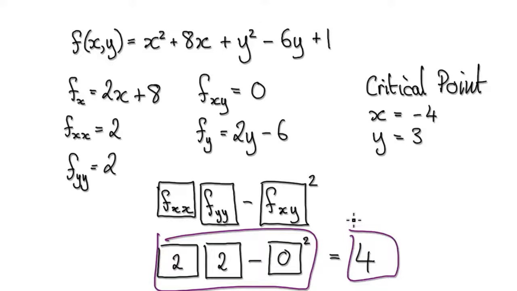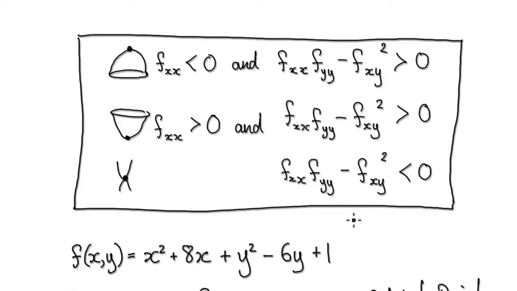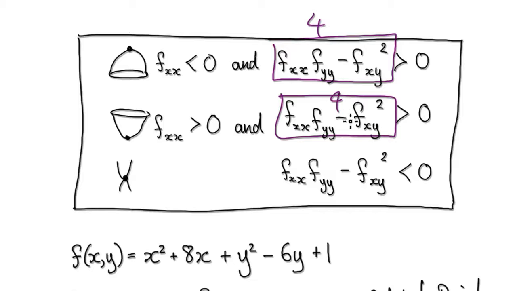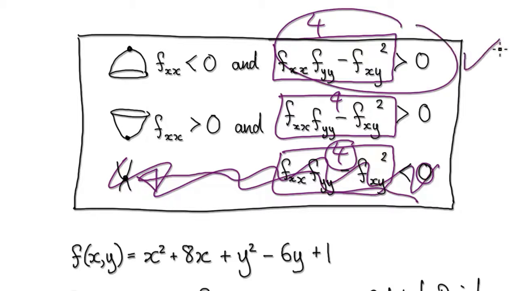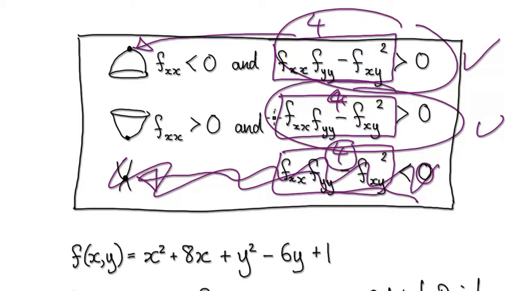So overall, this whole block here equals 4. So you can see that 4 is bigger than 0. So this is not going to be true. It's not going to be a saddle point. This is true, because 4 is bigger than 0. So it could be a local max. It could be a local min.